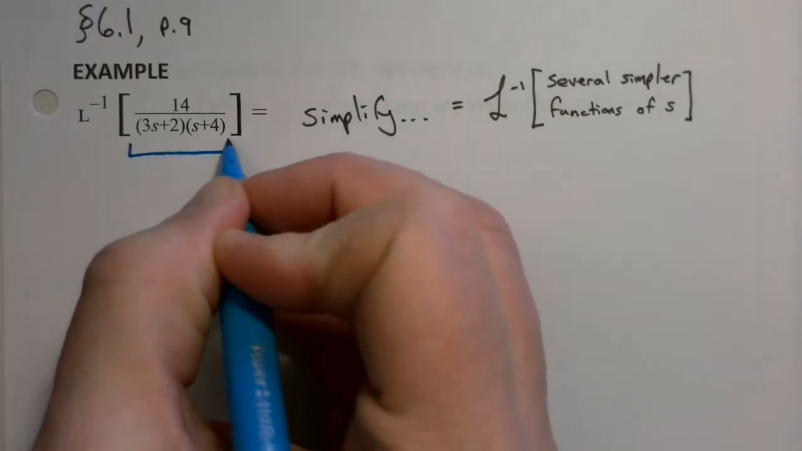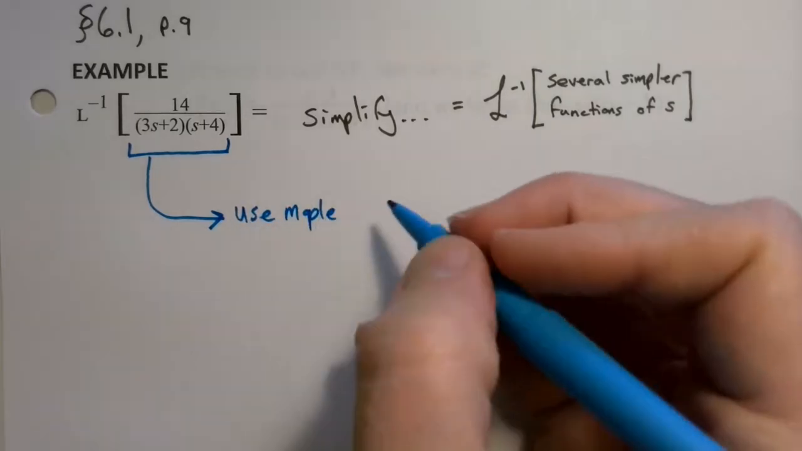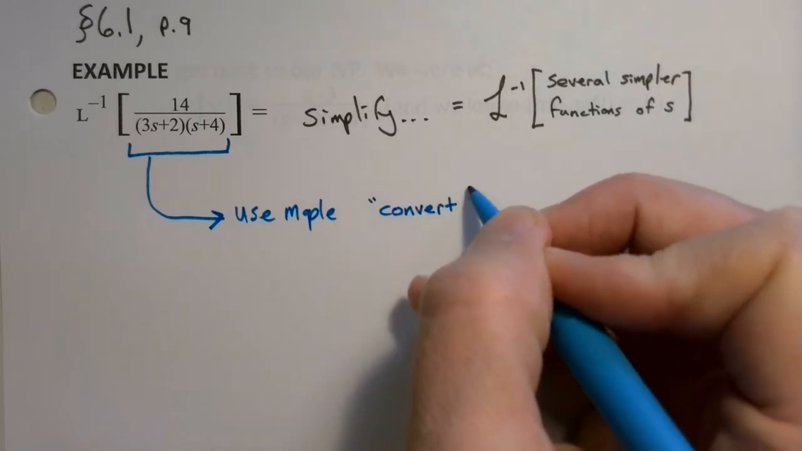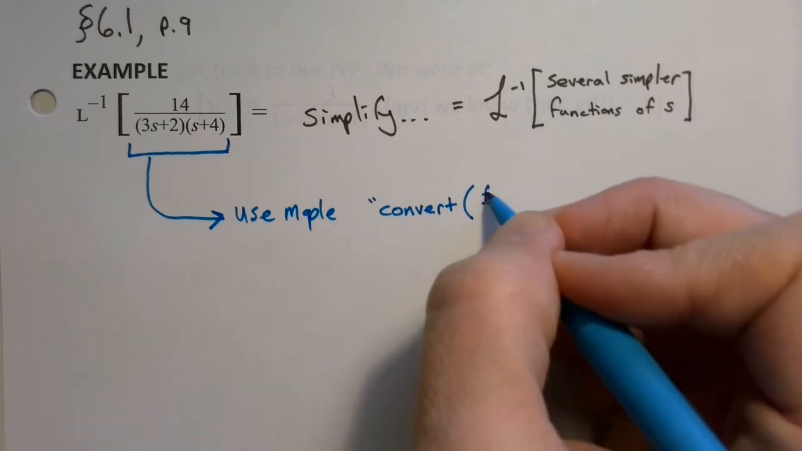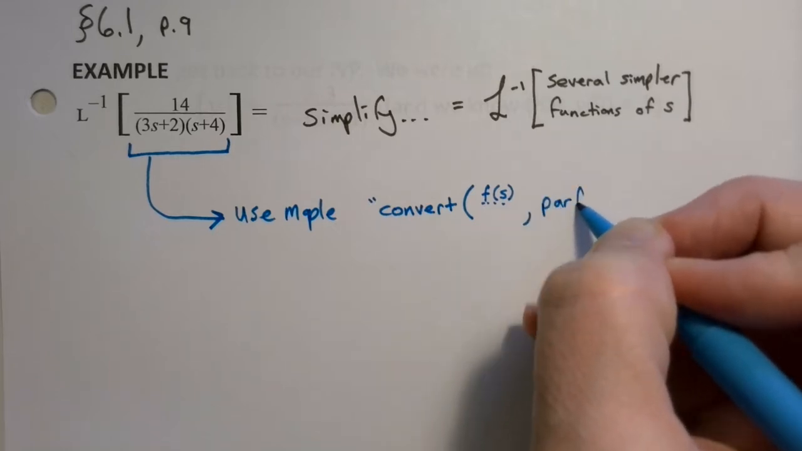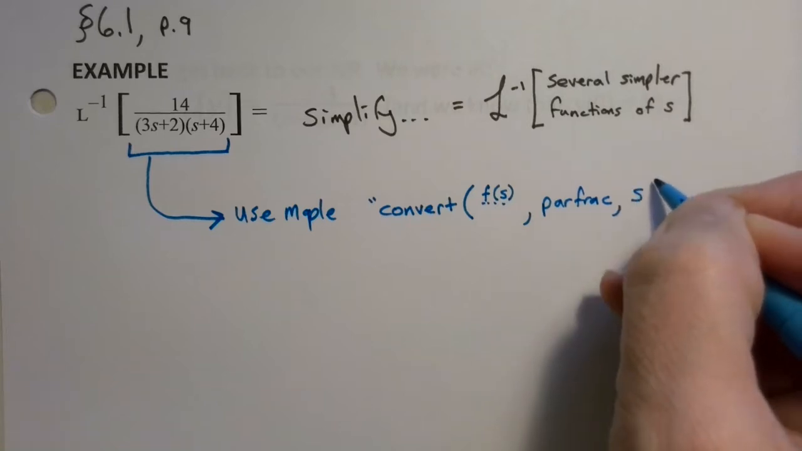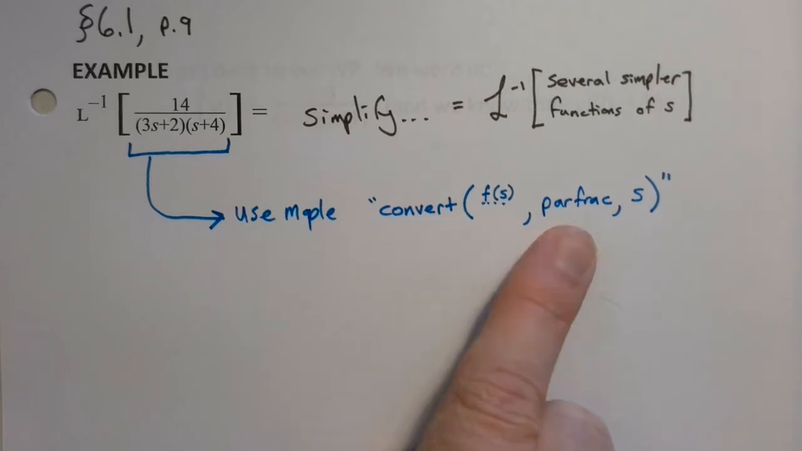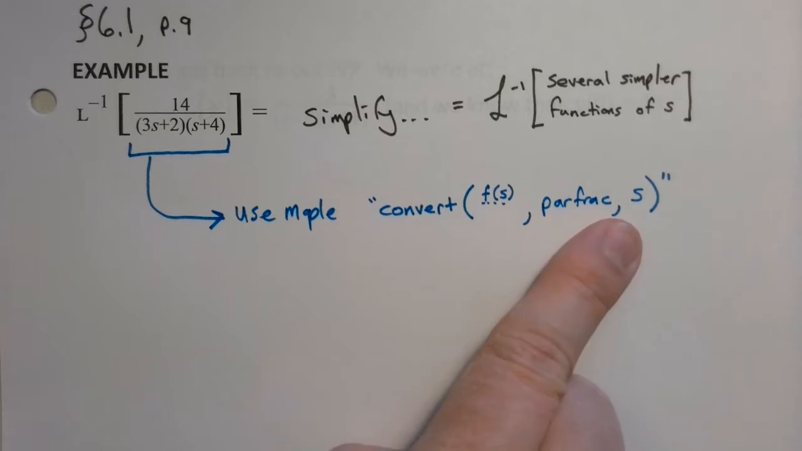And so what we can do is use Maple. And in Maple we can convert. This is going to be the code that you'd use. Convert, and then whatever it is that you want to put in there, your function of s. And then you're going to say, I want you to parfrac, P-A-R-F-R-A-C, with respect to the variable s. So the code here is saying, I want you to convert this thing using the partial fractions trick with respect to the variable s.